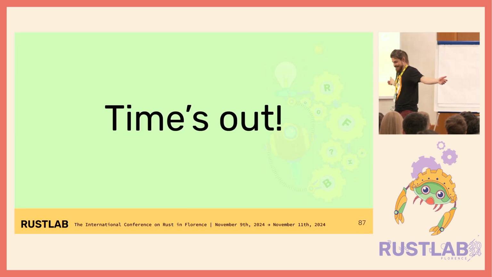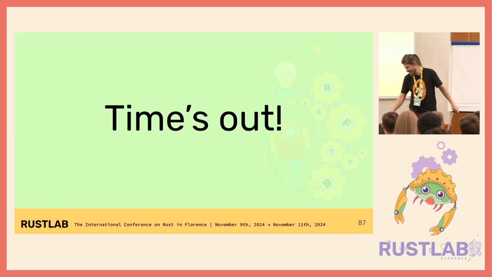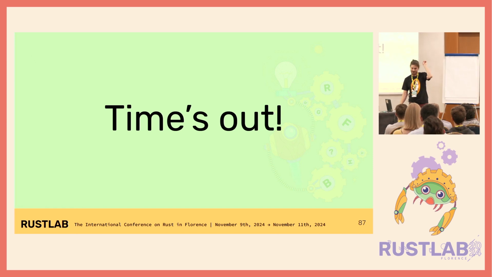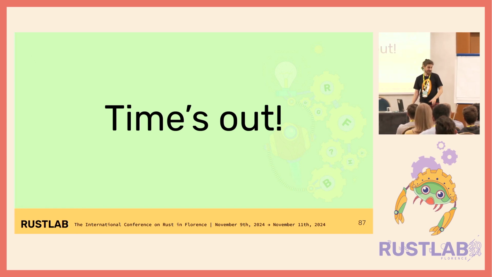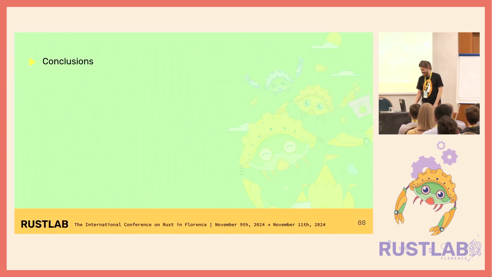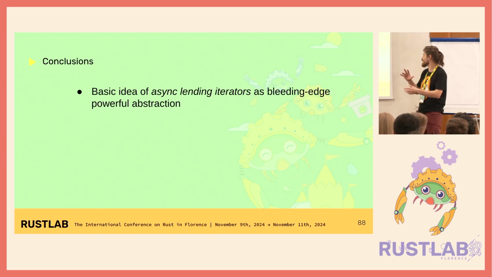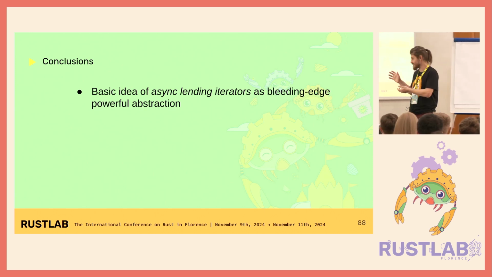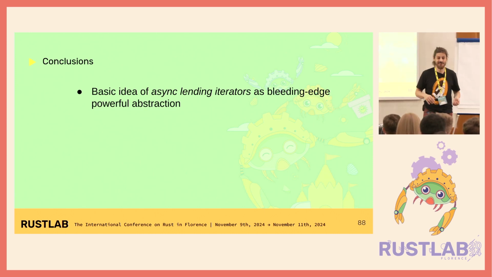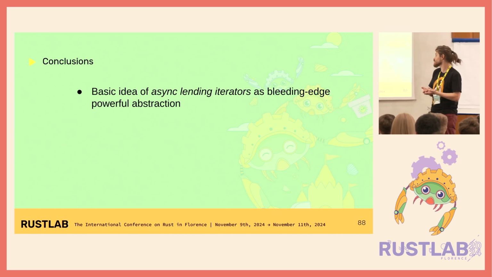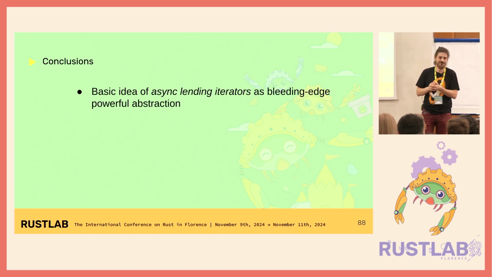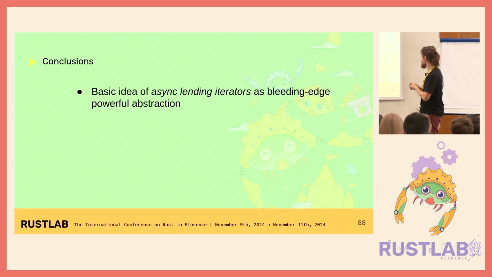And unfortunately, time's out, guys. I'm sorry, we only have time for those two implementations of this, but there are a lot more, and you can try. So we just saw a brief idea of how lending async iterators are. They are a very powerful abstraction, and I think it can be defined as a bleeding edge abstraction, because you really need something that you generally don't want to touch.